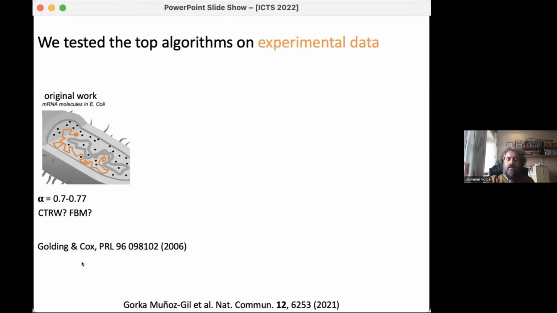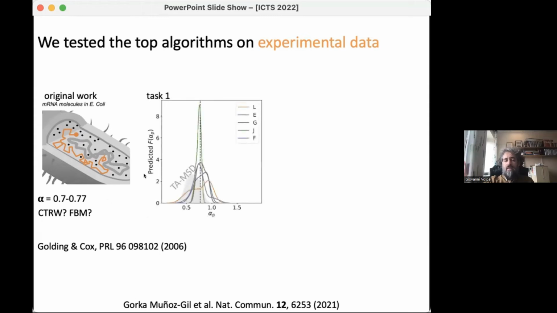And here, the original paper claimed an alpha between 0.7 and 0.77 and was undecided between continuous time random walk and fractional Brownian motion. So we ran all the top methods, not all the methods. And nicely, they actually find the right value for alpha, which is the dashed line here.